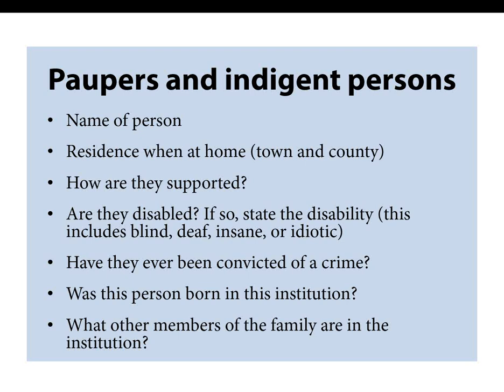So there's a very strong possibility that someone would be included on this particular record that would also be, so if they answered yes to, I'm having trouble hearing, then they would be on the deaf schedule. Or if they were having trouble seeing, they would be on the blind schedule in addition to this particular schedule. So they could be enumerated twice in these special schedules. They also ask if the person's been convicted of a crime, if they were born in the institution, and what other members of the family are also living there.